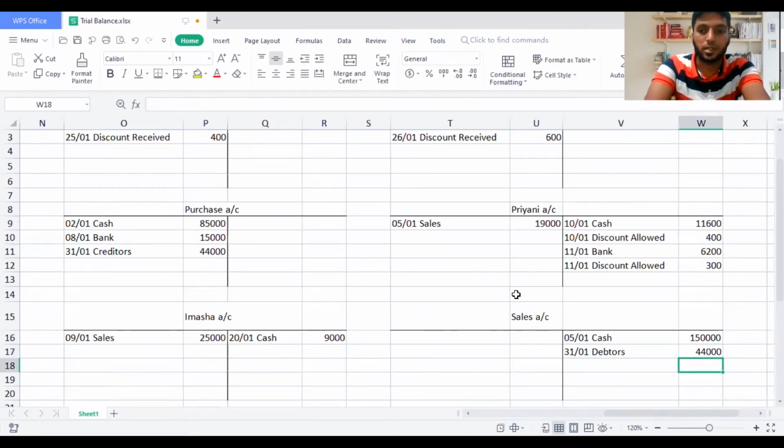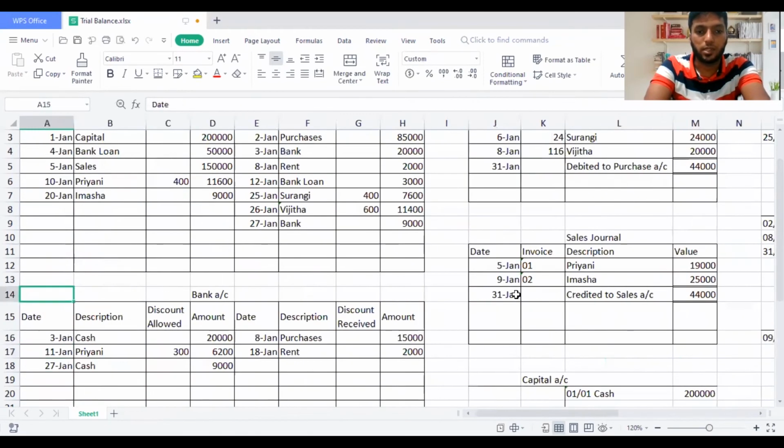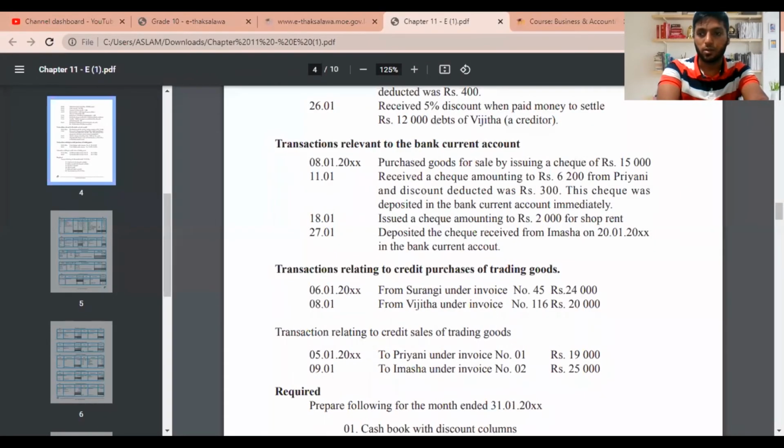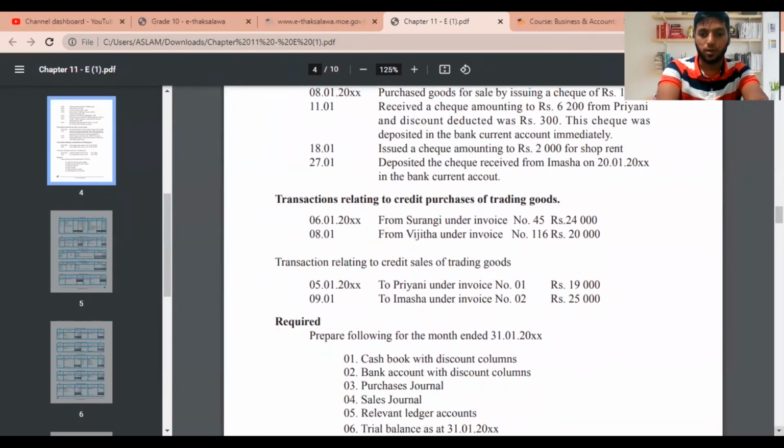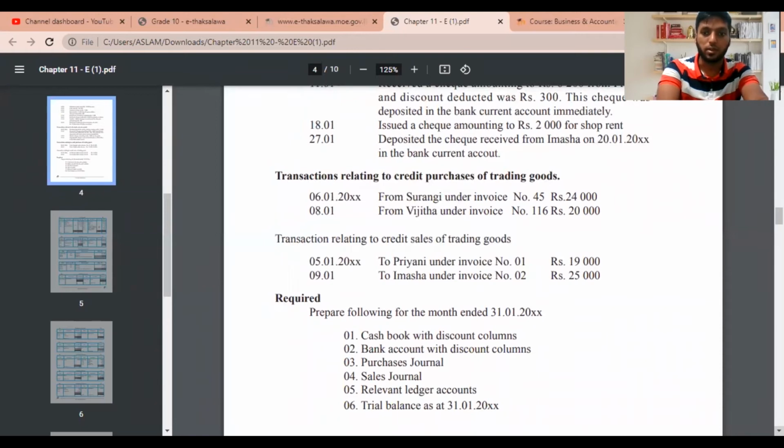Now we need to finalize the sum. How do you finalize the sum? We need to find the final balance of this sum. Let's finalize the sum, guys. Now I'm going to take you to the books of accounting, where we have done almost everything. We have done the cash book, the bank account, and we have also finalized the purchase journal, sales journal, and even the relevant ledger accounts. Now we need to find the carried down balances and then transfer those balances to the trial balance.